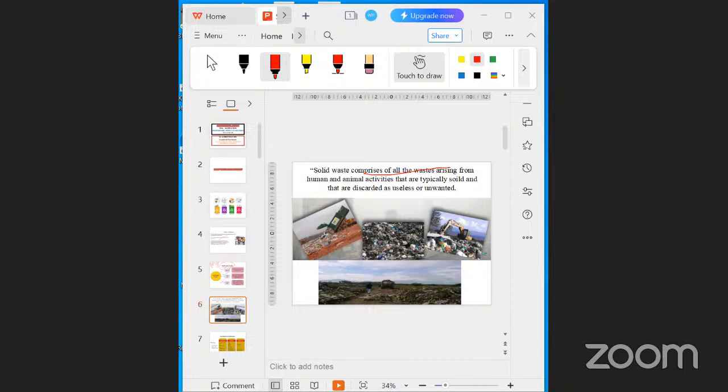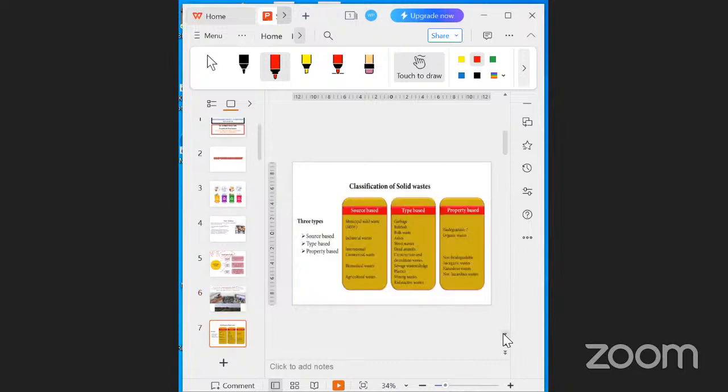Now, the classification of solid waste. Solid waste is divided into three types: the first is source based, the second is type based, and the third is property based. These three are based on the source of generation, the types, and their physicochemical properties.